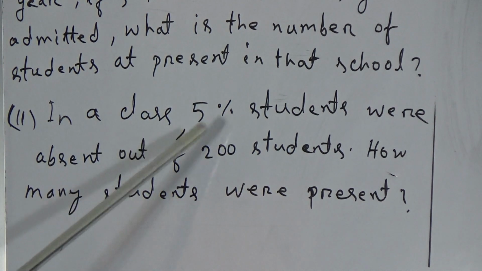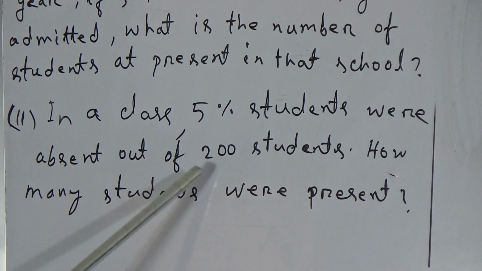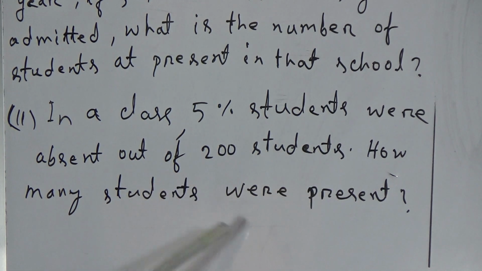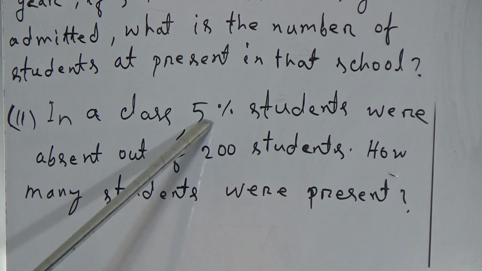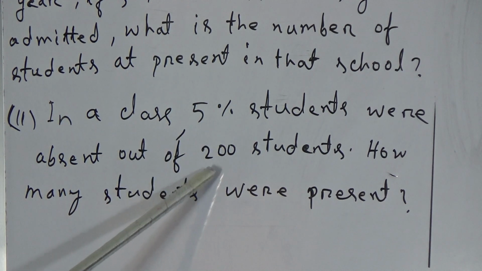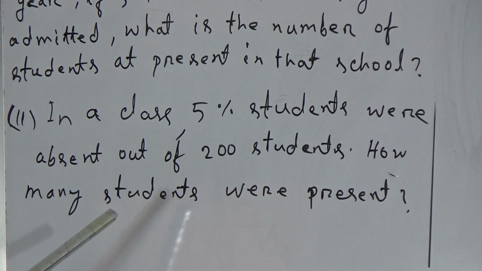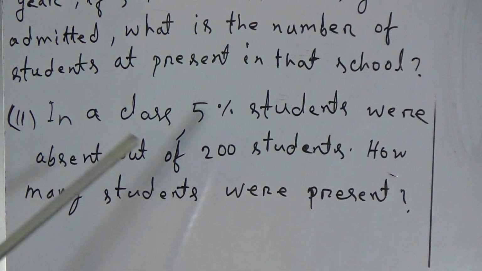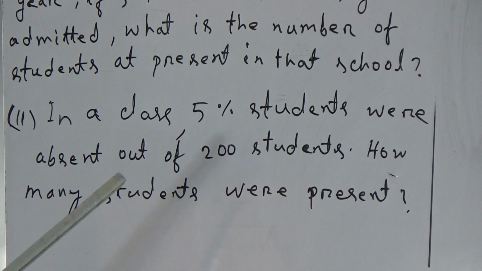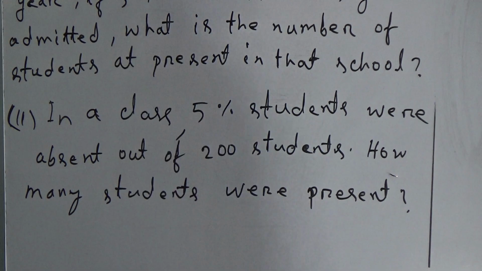in a class 5% students are absent out of 200 students. How many students are present? Total number of students is 200 and 5% of them are absent. You have to find out how many students are present. At first we will find out how many students are absent. In 100 students, number of absent students is 5. Then subtracting the number of absent students from total number of students, we can easily get the total number of present students.